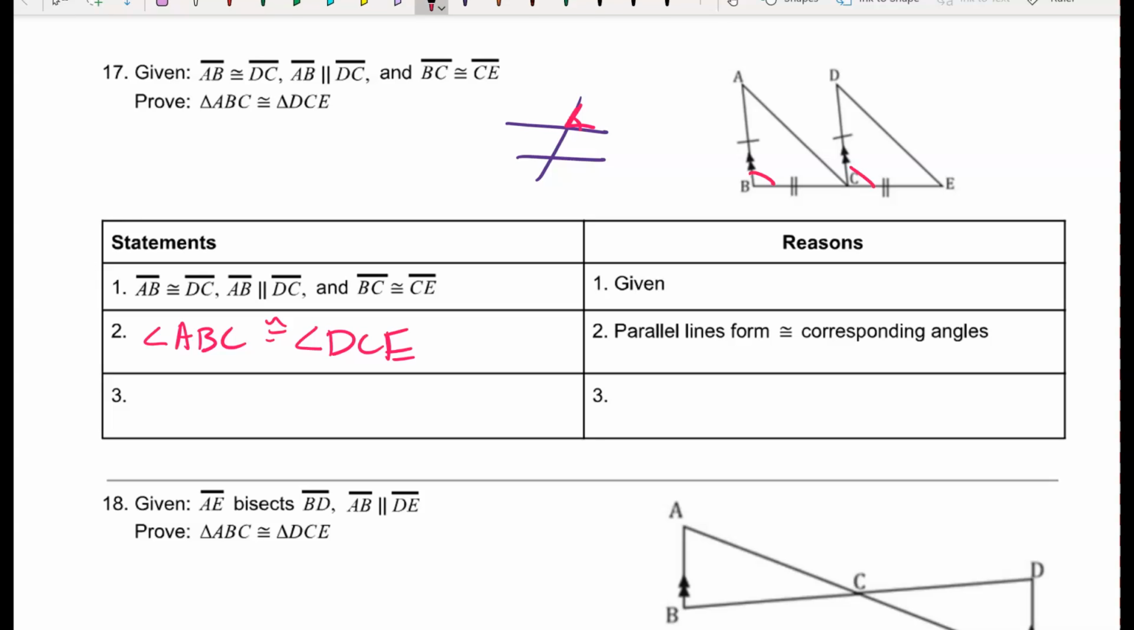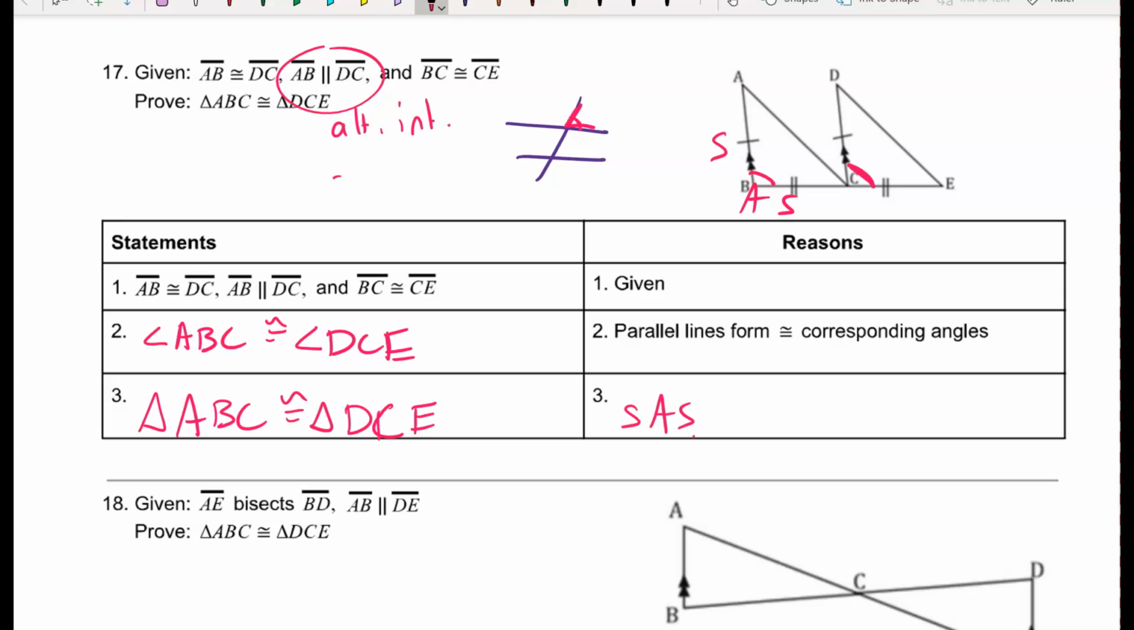So if I mark that, that actually looks like enough information. I've got side, angle, side here because I had a lot of information in the givens. So I can say that triangle ABC is congruent to triangle DCE just by side, angle, side there. So sometimes when we're given parallel lines, we'll be looking for alternate interior angles. Other times, like this one, we'll be looking for corresponding angles.